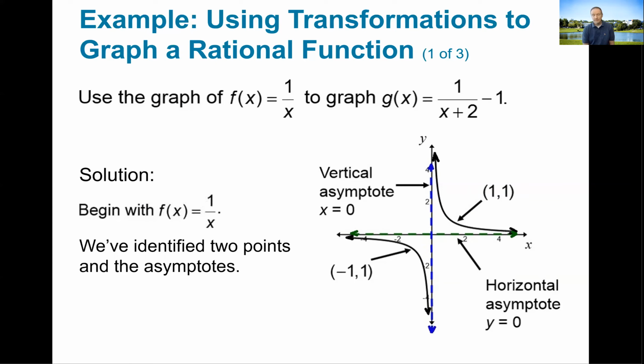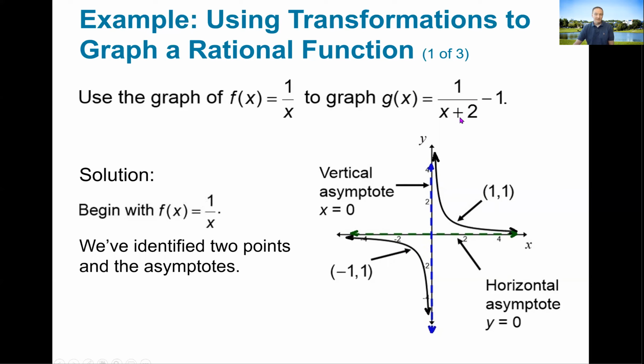Please remember back when we did our horizontal and vertical shifts, we said that anytime whatever's happening to x happens to a number, it's a horizontal shift. What's happening to x? It's being added to 2, so that's a horizontal shift. And you're supposed to remember with horizontal shifts, it's always the opposite of what the sign would imply. So I'm going to take the graph of f of x and shift it left 2 units.